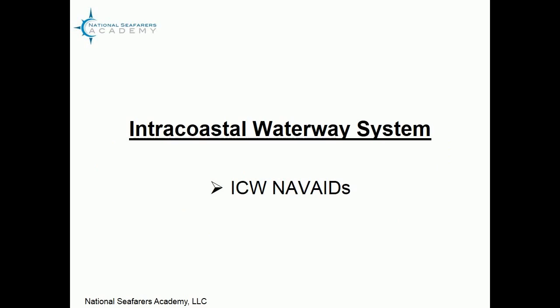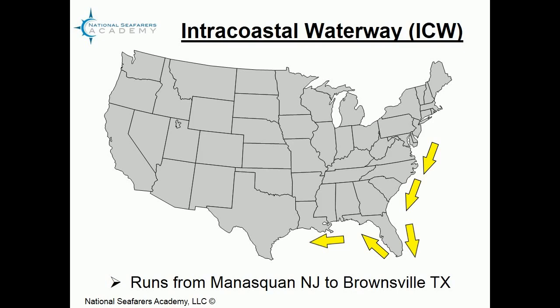Intracoastal waterway system navigation aids. The intracoastal waterway runs parallel to the Atlantic and Gulf coasts from Manasquan Inlet, New Jersey to Brownsville, Texas. Aids to navigation marking the ICW have some portion of them marked with yellow. Otherwise, the coloring and numbering of the aids to navigation follow the same system as that in other U.S. waterways. In order that vessels may readily follow the ICW route, special markings are employed.